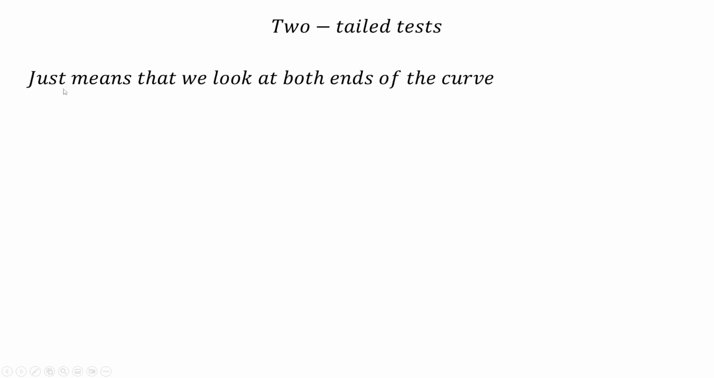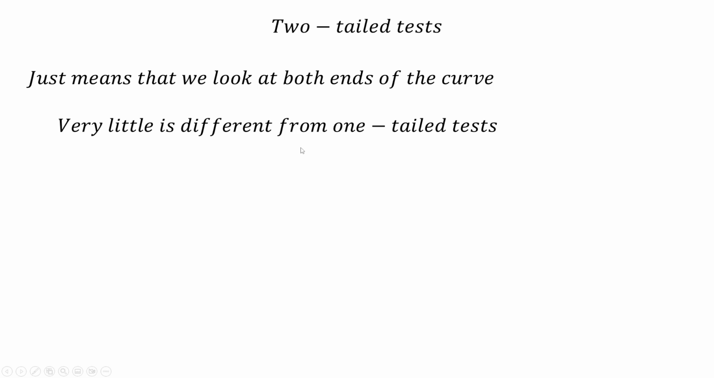Okay, now let's look at two-tailed tests. Now, it just means that we look at both ends of the curve. So last time we only looked at either the right end or the left end. This time we're going to look at both ends. Very little is different from one-tailed tests. Okay, significance level is different, just a very small amount.